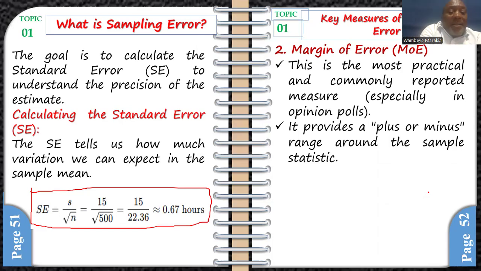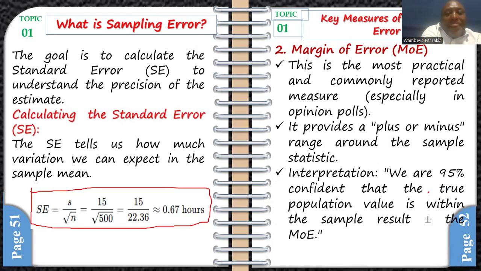So in this one, we had calculated the standard error, but we are going to move on to calculate this margin of error, MOE. Whenever we are interpreting the margin of error, we use a 95% confidence interpretation. So we are 95% confident that the true population value is within the sample results, either positive or negative, the margin of error.